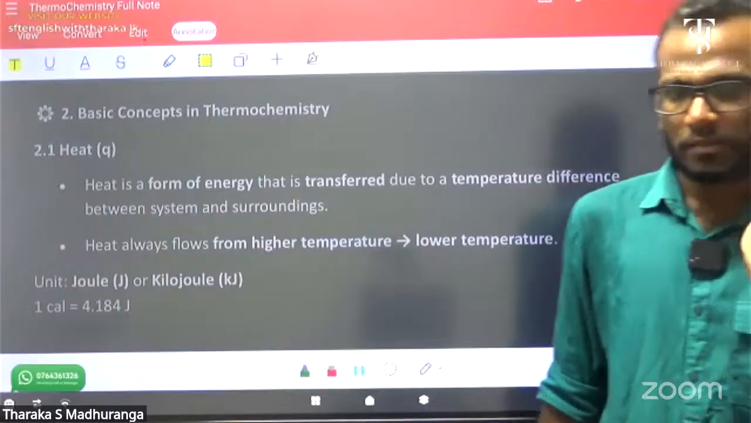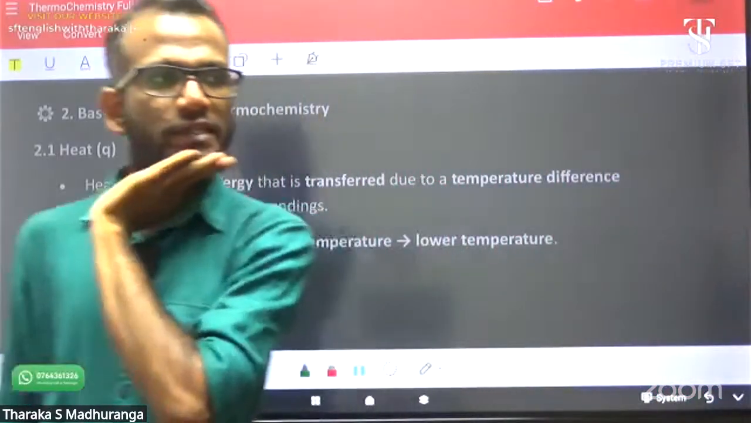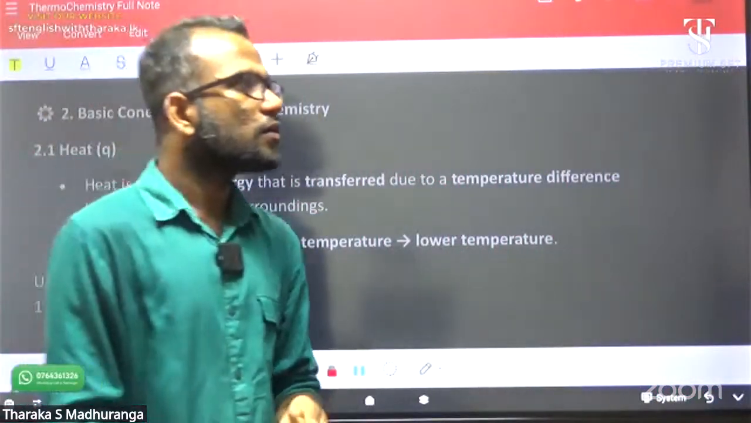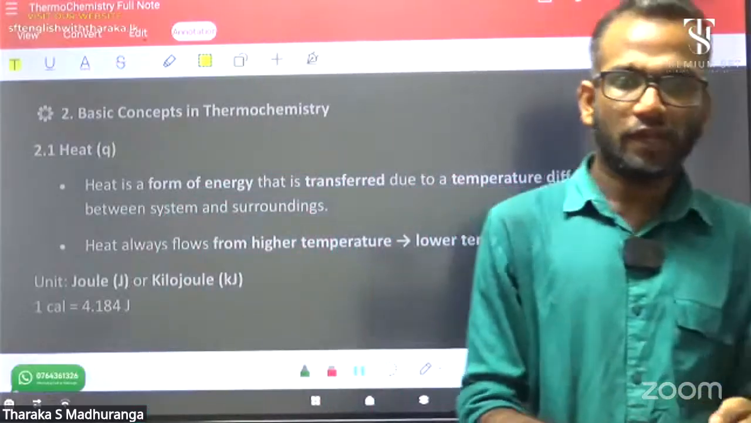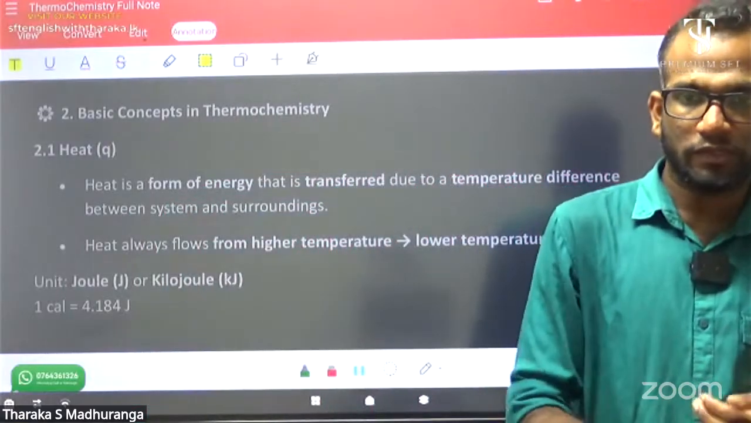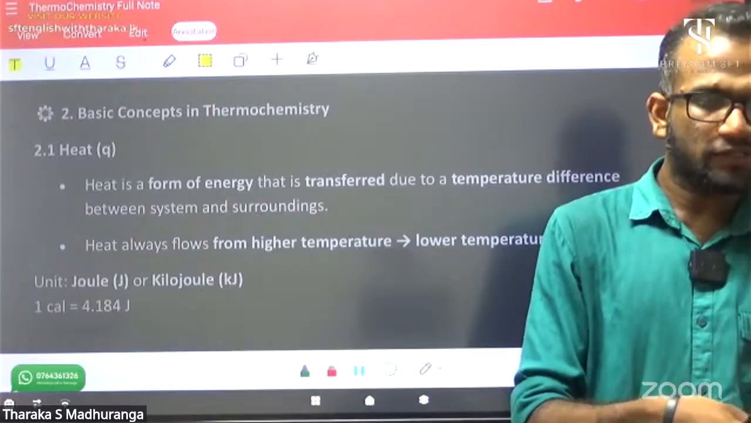I have already printed them. I'll post them today, Sunday. Tomorrow I'll post both tutes. Then you can collect before next class.